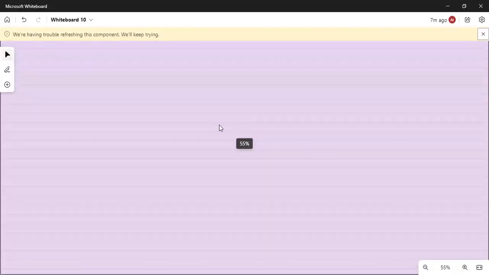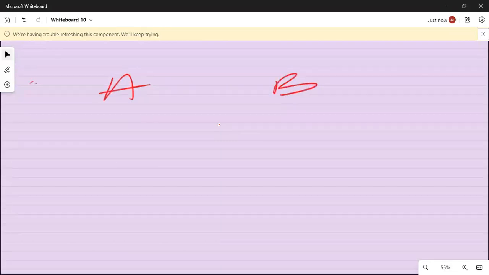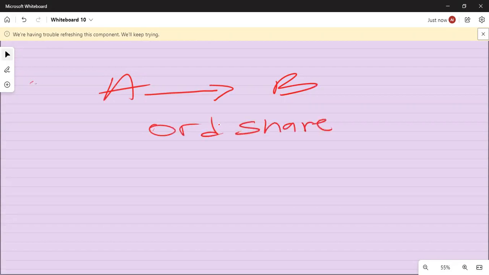Let's say, for example, this is A and this is B. If A acquires more than 50% of B's ordinary shares, let's say, for example, A acquires 51% of the ordinary shares, that means A is the parent, while B is the subsidiary.